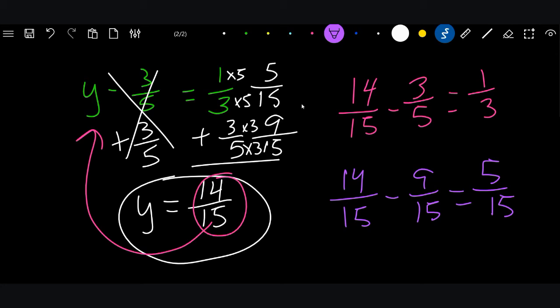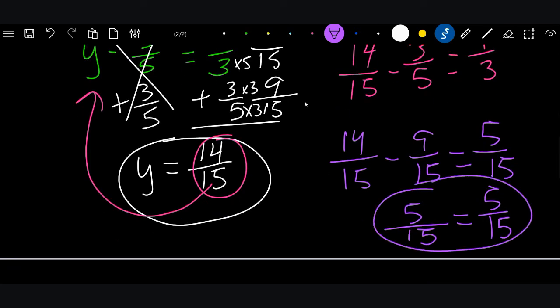All right, so let's see if we're right. Let's see if our answer is right. 14 minus 9 equals 5 over 15 equals 5 over 15. Is that right? Well, of course it is. 5 over 15 equals 5 over 15. So it's correct. We checked it. We verified it. What happens if we get something that's weird, like 1 over 15 equals 5 over 15? Well, that doesn't equal. So we've done something wrong, and we'd have to go back and figure out what we did wrong.